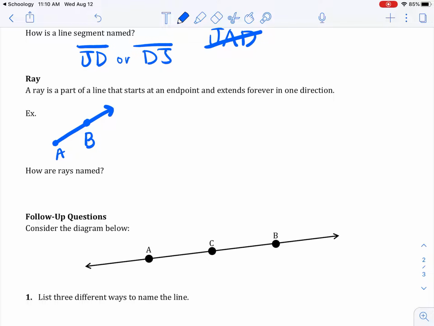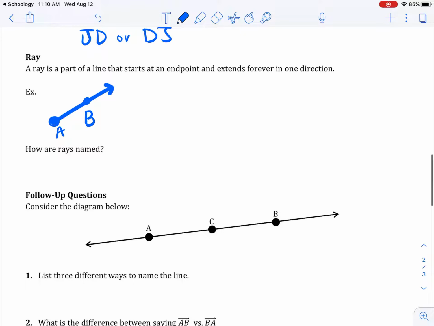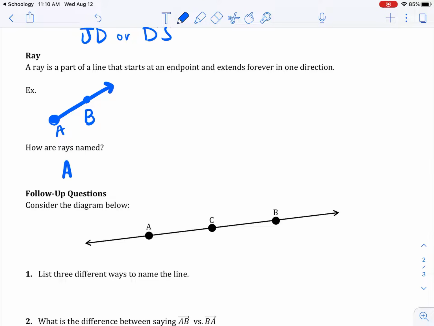Okay, so this ray right here, how it's always going to start is endpoint first. Okay, so endpoint first. This is the endpoint. B is not an endpoint because it keeps going on forever and ever. So I'll say A, and then another point on the ray. And then you're always going to have the endpoint and the arrow.